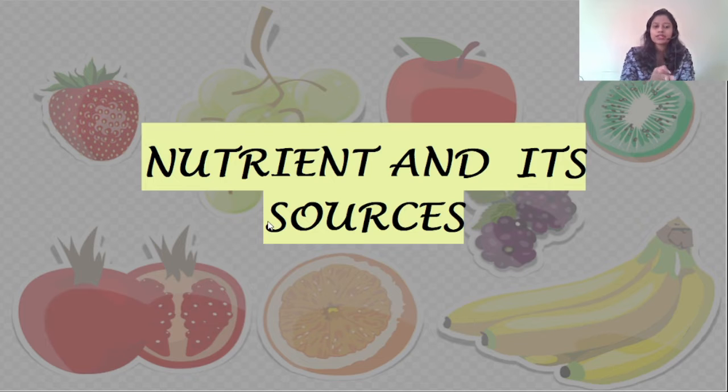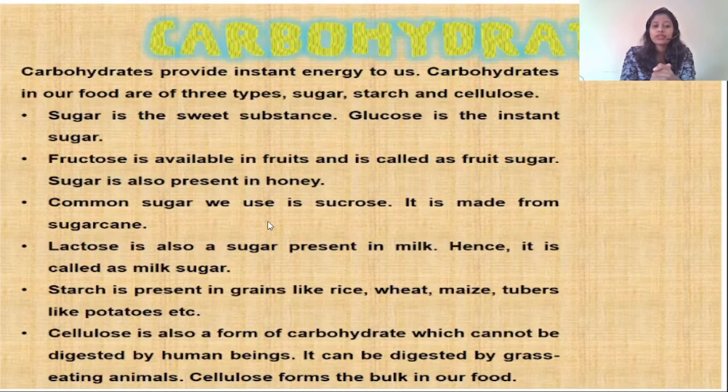Okay, let's start with nutrients and its sources. So our first nutrient is carbohydrates. Carbohydrate is also called carbs, and carbohydrate provides instant energy to us. These carbohydrates in our food are of three types. First is sugar, second one is starch, and third one is cellulose. So let's begin with sugar.